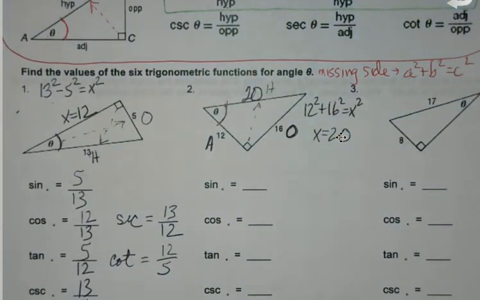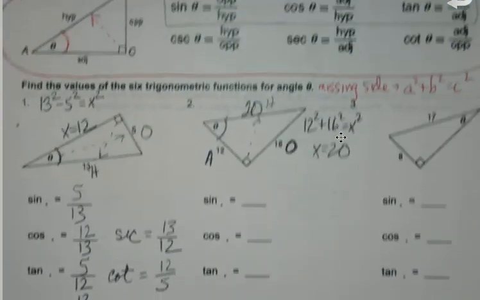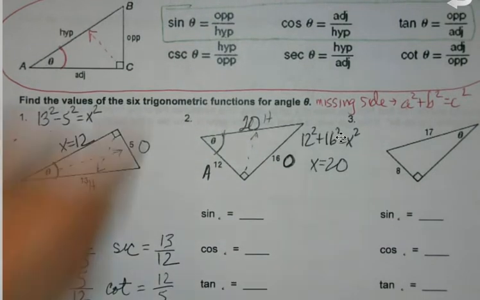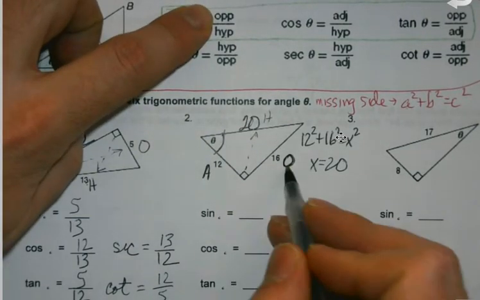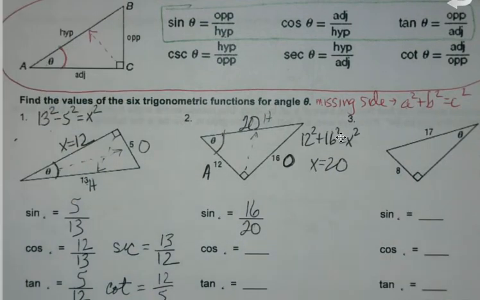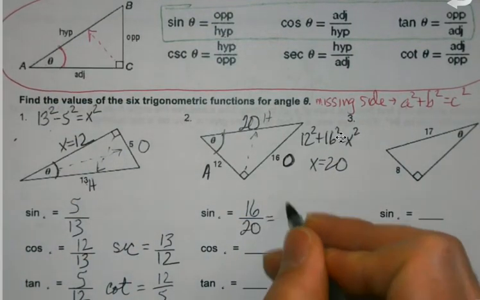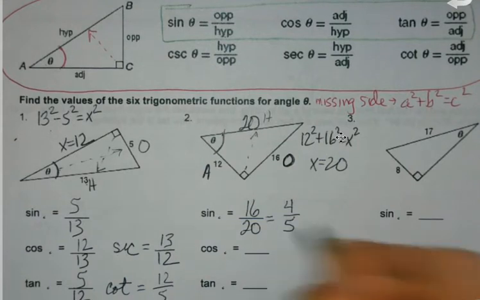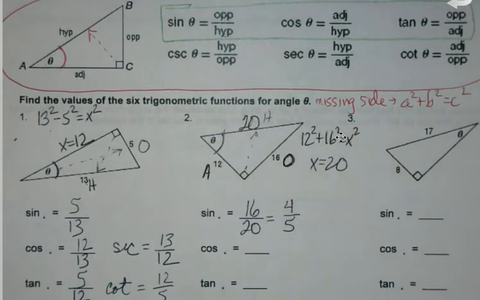Not only when I'm forming these, let me bring this back down so we can see it. Okay, opposite over hypotenuse. If it reduces, you need to reduce it. So like here, I can divide each of those by 4. So I end up with 4/5.